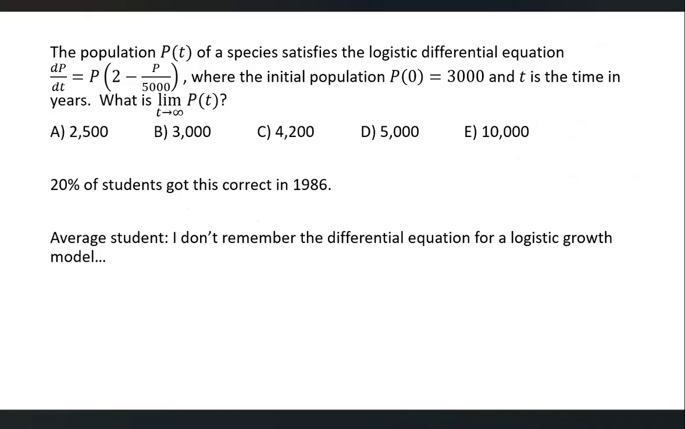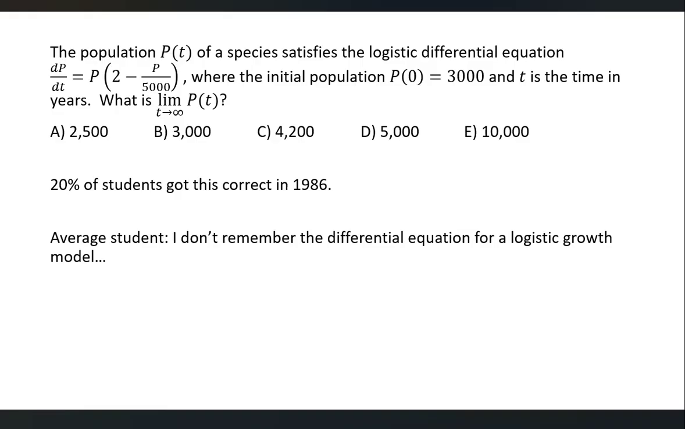All right. So this looks like people just randomly guessed. 20% of students got this correct, so literally by chance, probably. The average student will probably go like, I don't remember the differential equation for a logistic growth model, and they give up, very similar to the derivative of the inverse. They don't remember the formula, they give up, because they think they're doomed.